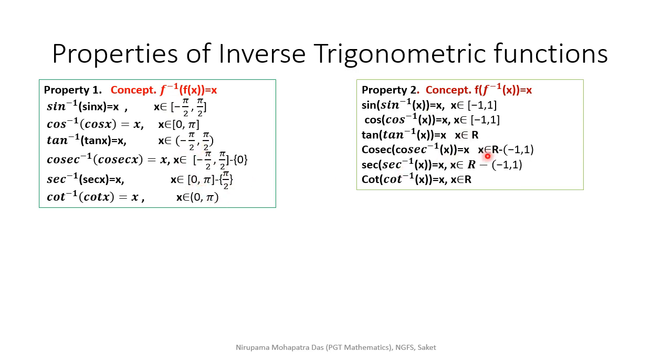Okay, and the second property is again a similar one. We have done this in the function chapter: f of f inverse x equals x. So sine of sine inverse x equals x, cos of cos inverse x equals x, tan of tan inverse x equals x, and so on. Here you see, for sine inverse x, x should be in the domain of sine inverse, that is minus 1 to 1; domain of cos inverse is minus 1 to 1; domain of tan inverse is the set of real numbers. Okay, so these two are very basic properties, and the other properties we will be studying in our next class.